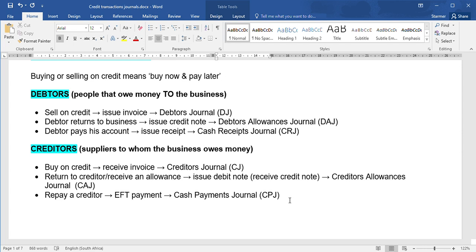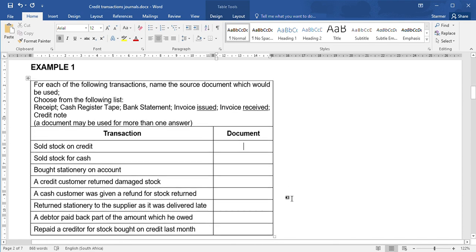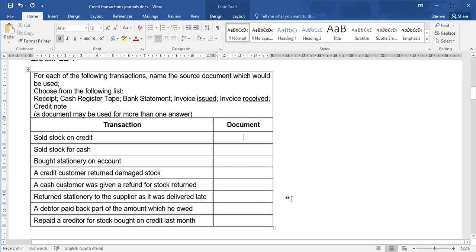Alright, I'm going to just do two activities now. The first one is identifying source documents which would be used, and they give you a list to choose from. Okay, and I tell you as well that a document may be used for more than one answer.